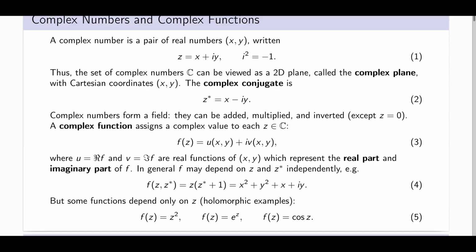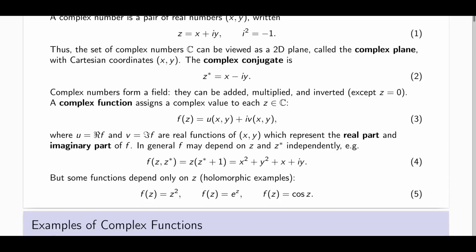A complex function assigns a new point in the plane to every input point, splitting naturally into a real part and an imaginary part. Some functions depend only on the complex variable itself. These are the holomorphic functions, the most important class in complex analysis.